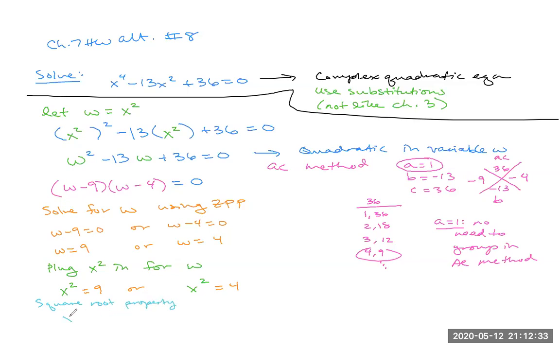So that's saying X equals plus or minus the square root of 9, or X equals plus or minus the square root of 4. So we actually end up getting 4 solutions. X is either equal to -3, +3 from here, or -2, +2 from here. Do go back and check, but these ones do work out.